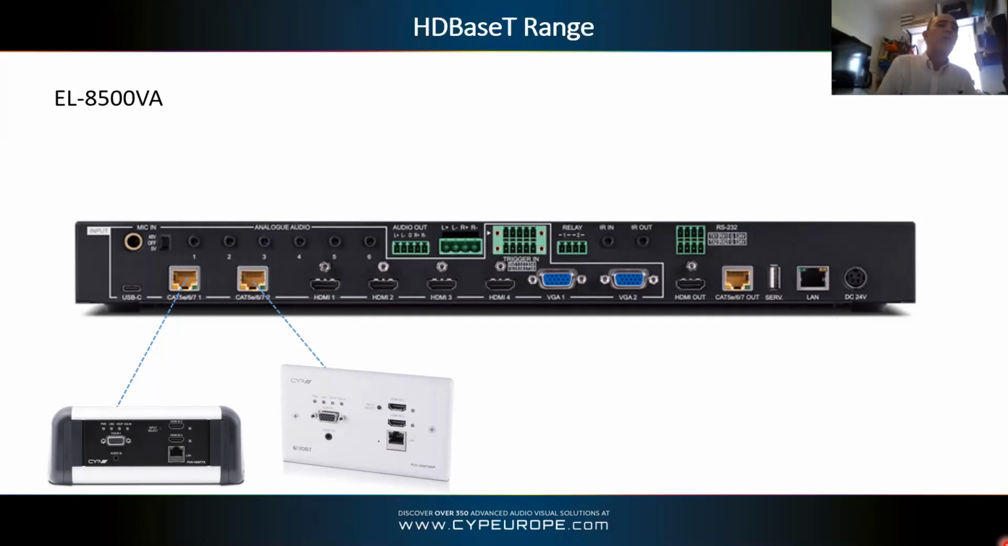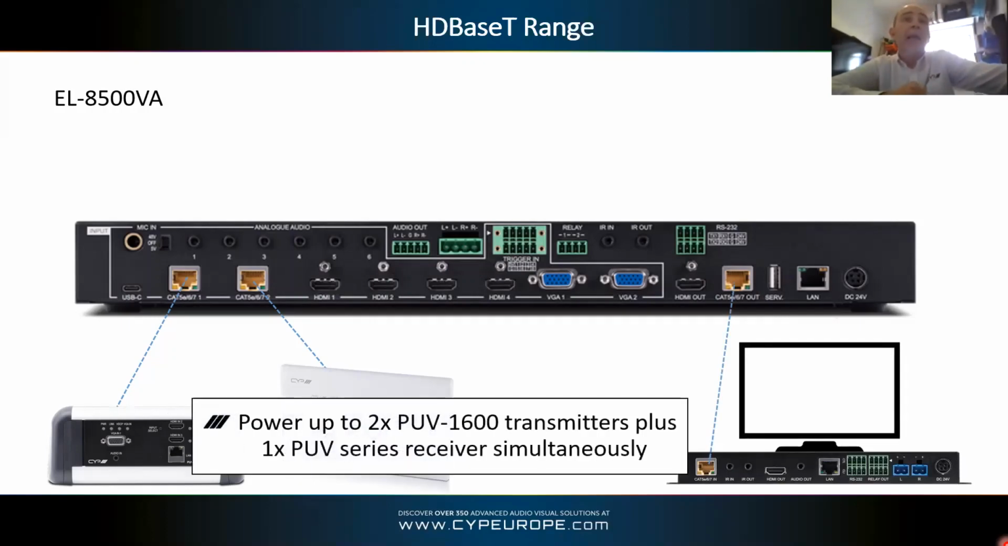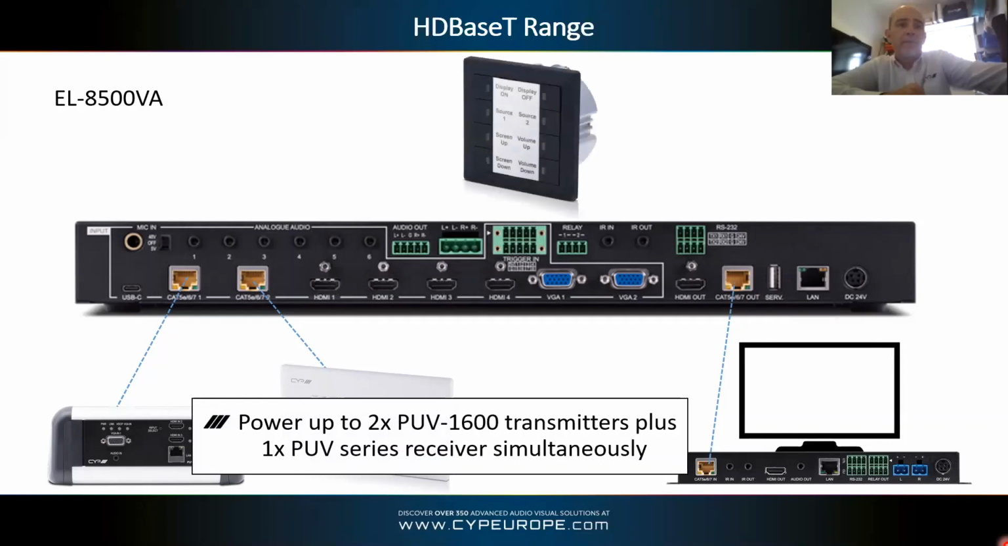As far as this one is concerned, it would go with our PUV 1600 range, which is a large range of reverse powered HDBaseT. So the RX powers the TXs. So you can use any of those in there into the inputs and the reverse of the outputs. So the outputs again is using power, and so you can send to any of our standard PUV HDBaseT receivers.